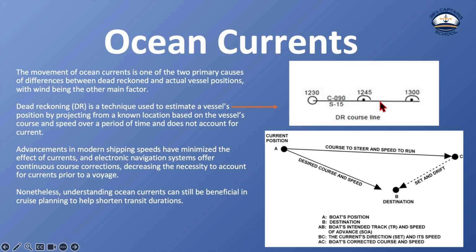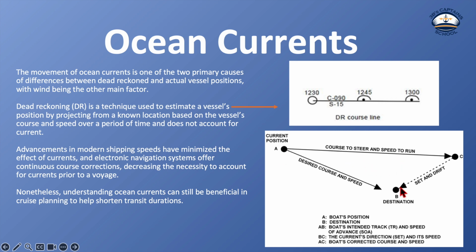However, dead reckoning doesn't account for either the current's effect on your course or the wind's effect on your course. If we look at this diagram, you can see we're starting at position A. We desire to go to position B. However, there's a set, which is a direction, and a drift, which is the speed of the current, pushing us in this direction. The entire time we run on this course, we're going to be set off in this direction. And you can see that the current is going to slow our speed down and push us in this direction.